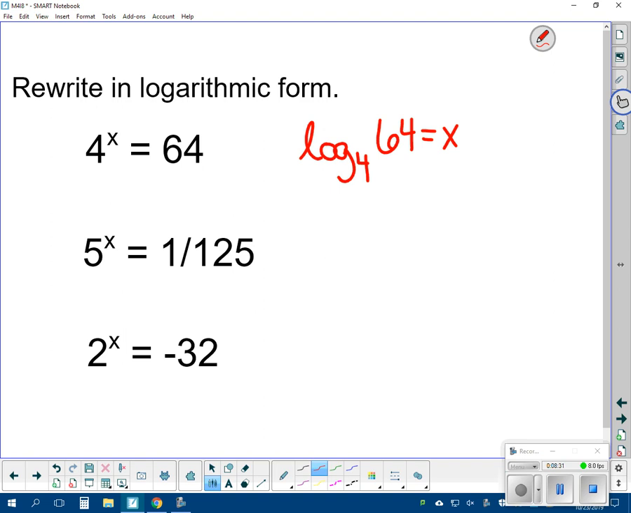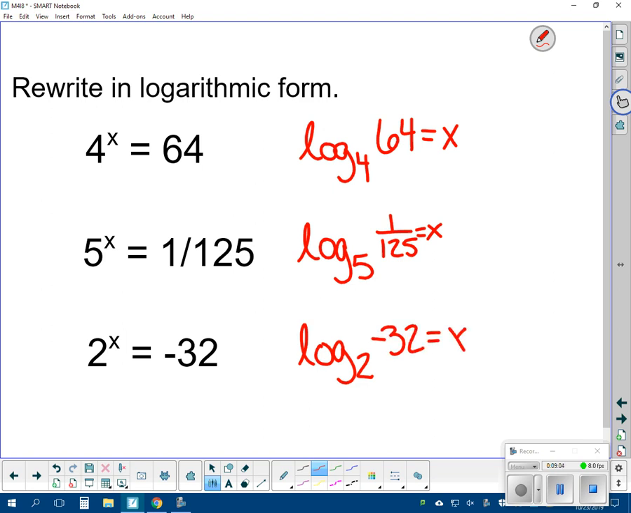Okay, and notice how I'm saying it. It's log base, whatever the number is that's subscript, of whatever the regular number is, and then equals whatever it equals. So your next one would be log base of equals x. And then your third one, you gotta say it right, log base 2 of equals x.